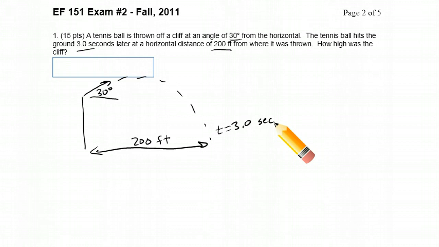We don't know two things here. We don't know the velocity of the ball, and we don't know the height of the cliff. So those are our two unknowns, and we'll have to work through and get them. So let's work on the velocity first.